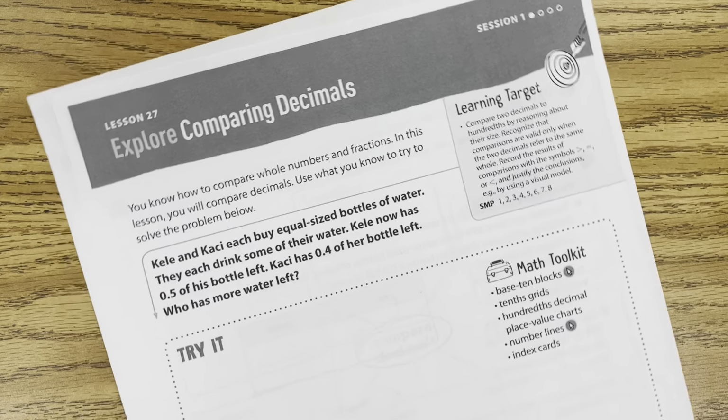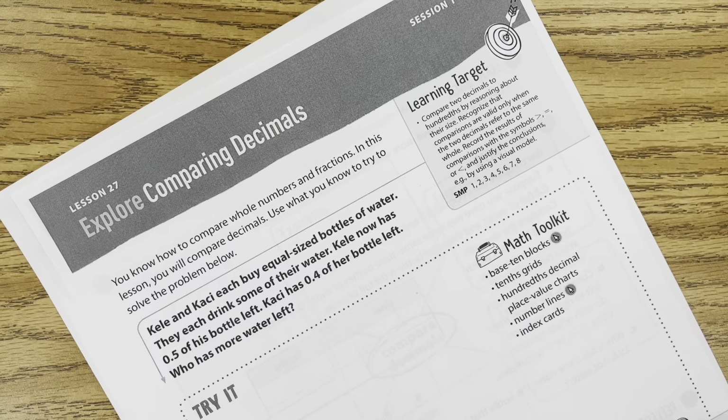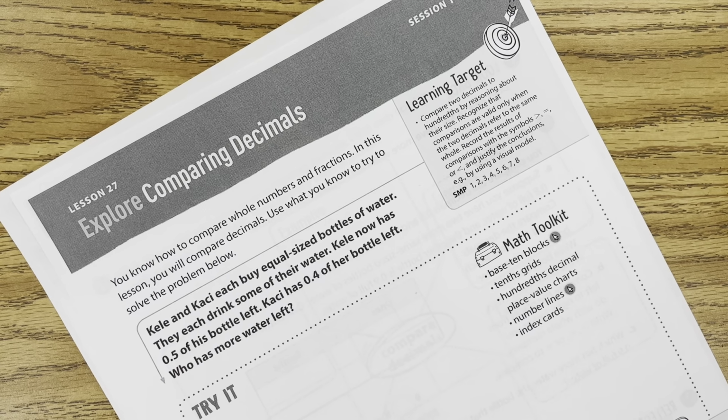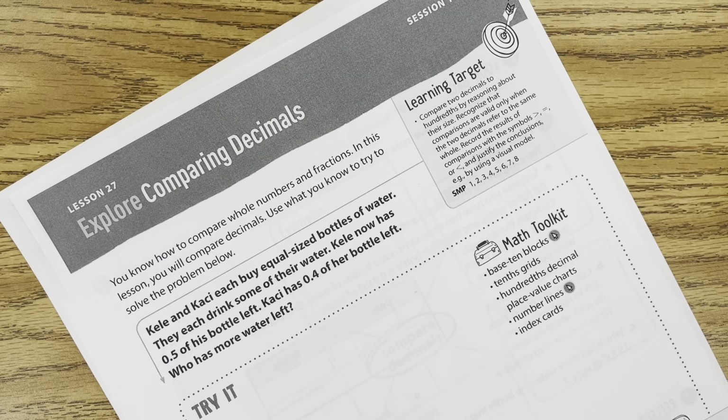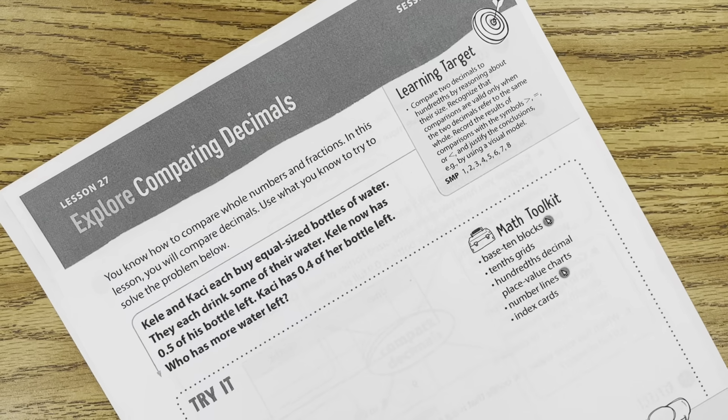So, Kelly and Casey each buy equal-sized bottles of water. They each drink some of their water. Kelly now has 0 and 5/10 of his bottle left. Casey has 0 and 4/10 of her bottle left. Who has more water left?